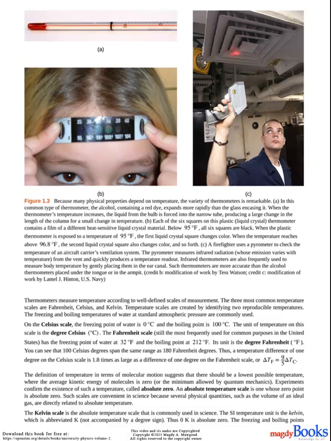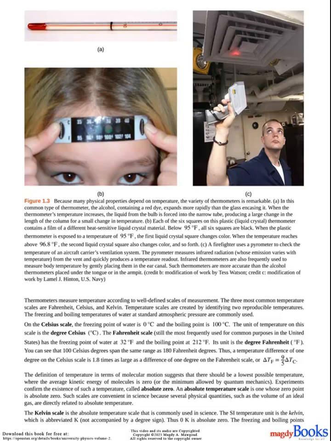A. In this common type of thermometer, the alcohol, containing a red dye, expands more rapidly than the glass encasing it. When the thermometer's temperature increases, the liquid from the bulb is forced into the narrow tube, producing a large change in the length of the column for a small change in temperature.